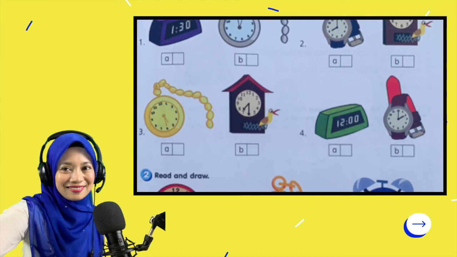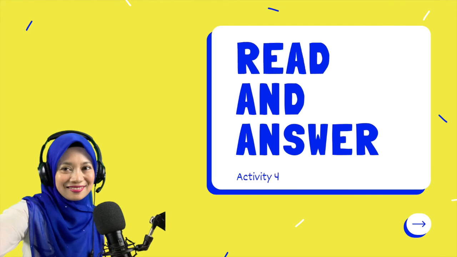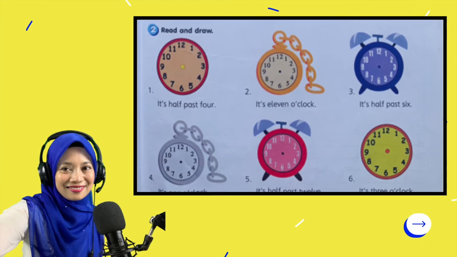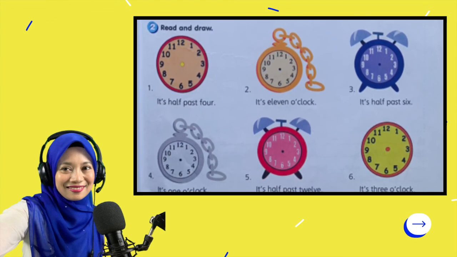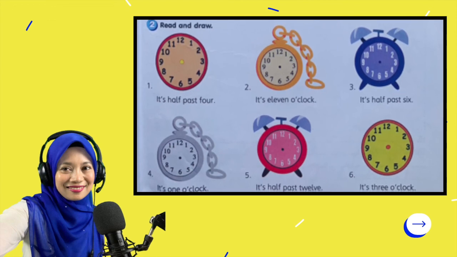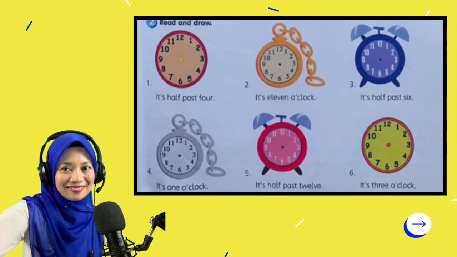No, it's 2 o'clock. Okay, kids. Did you get all correct? Well done, kids. And now let's look at number 2. Read and draw. Okay, we're going to read the sentences and we're going to use the ruler and draw the hands. Okay, we're going to draw the short hands and the long hands.